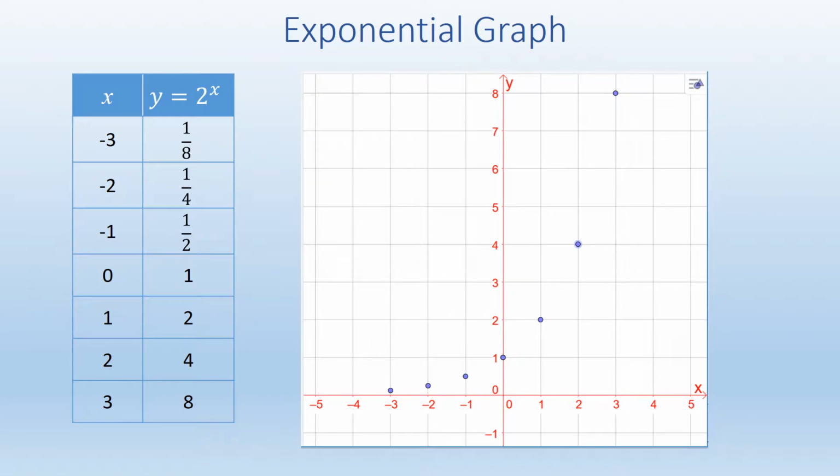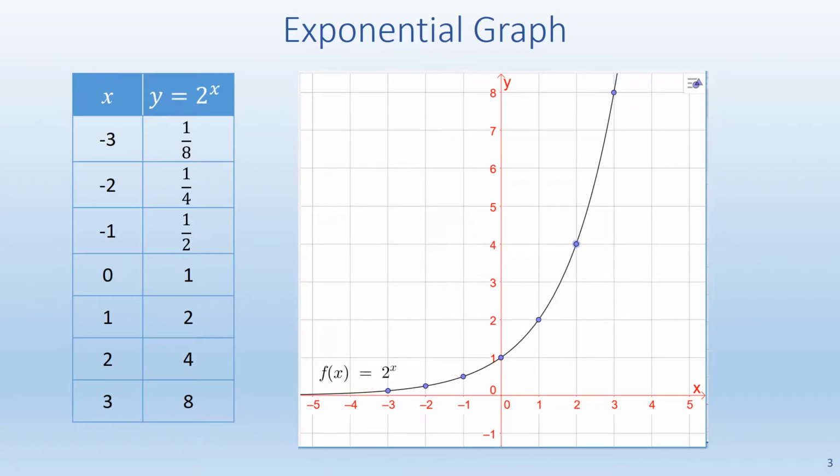Plotting those points, we get this graph. For example, here where x is -3, y is 1/8. Here we have x is -1, y was 1/2. The y-intercept, x is 0, y is 1. We can join those points together now, and we'll get the complete exponential graph of y equals 2 to the power of x.